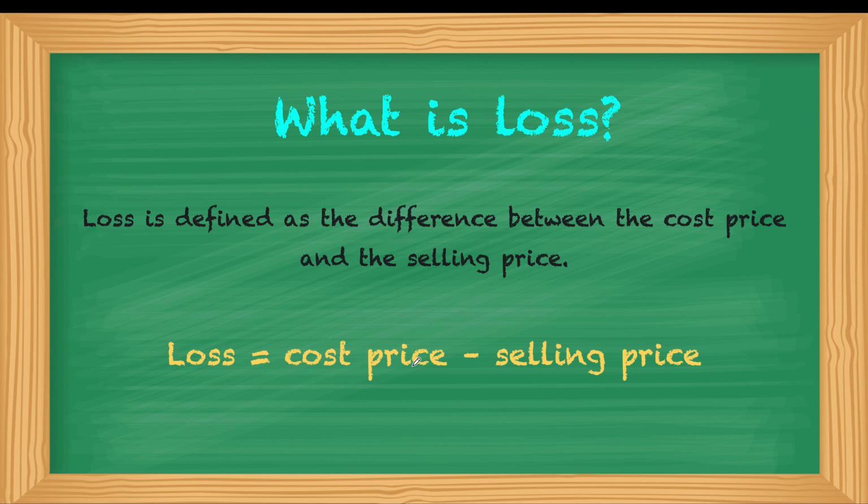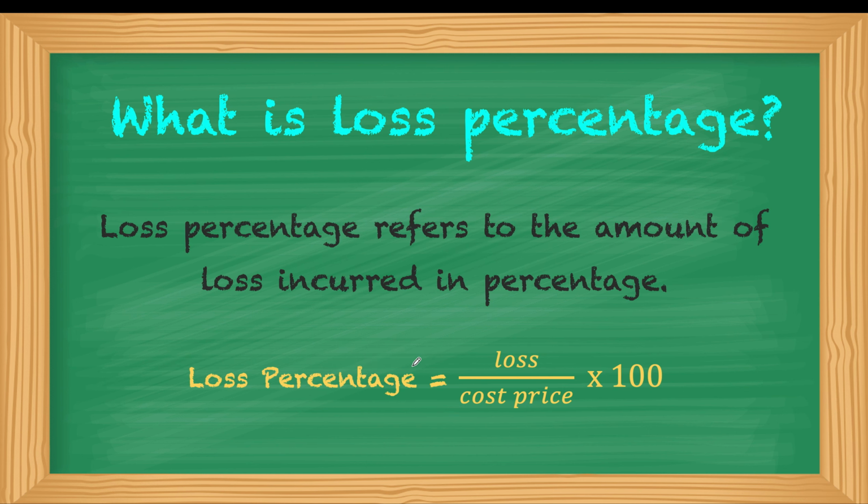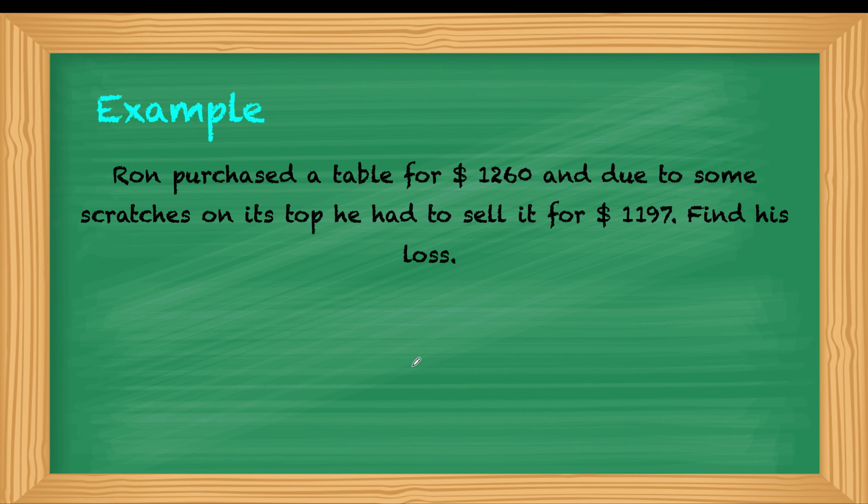Now we're on to loss. Now it says here that loss is defined as the difference between the cost price and the selling price. So as you see here below, just subtraction, as you saw difference, we are subtracting. And to find the loss percentage, it refers to the amount of loss in percentage. And as we mentioned before, for profit percentage, we would have the profit over the cost price times 100. It's the same thing for loss percentage, but we're just replacing the profit with loss. So to find the loss percentage, we have loss over cost price times 100. Now, let's look at an example.